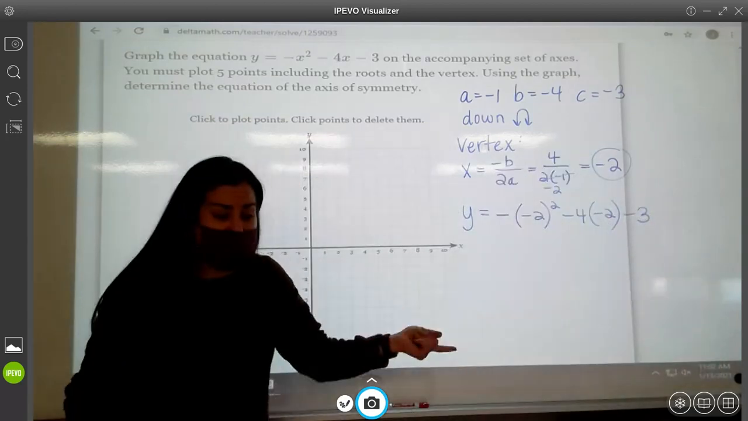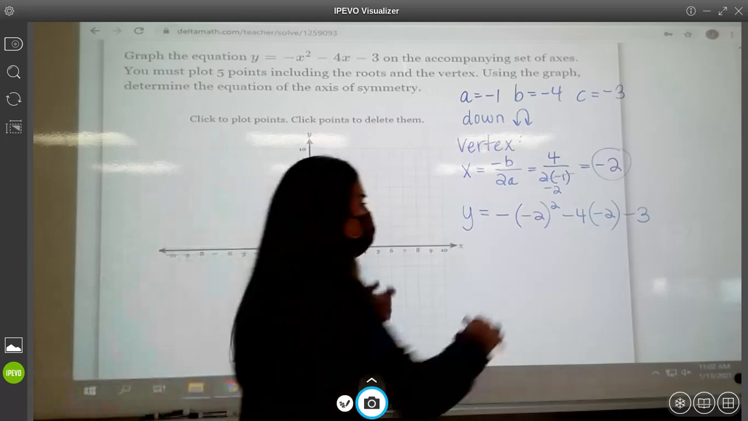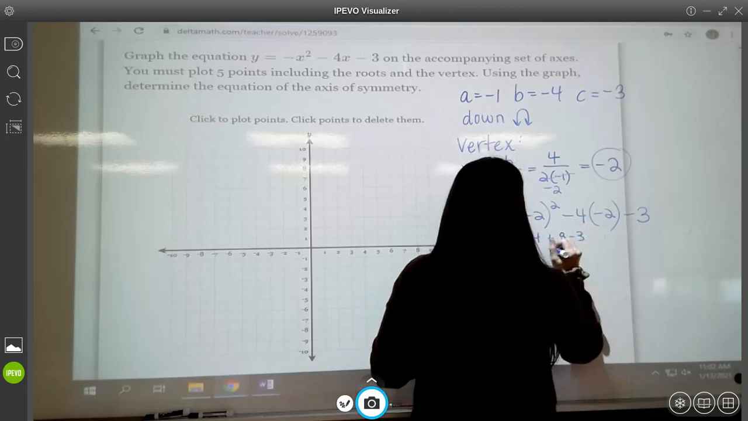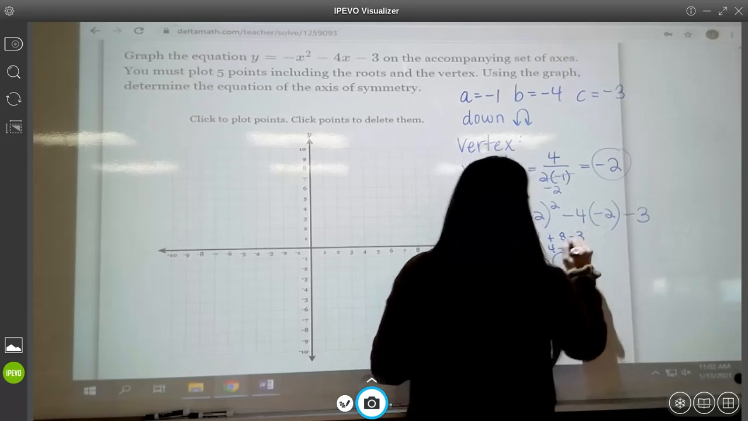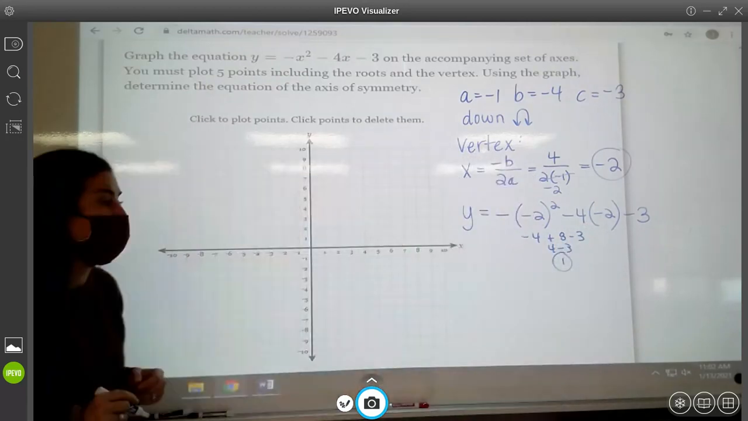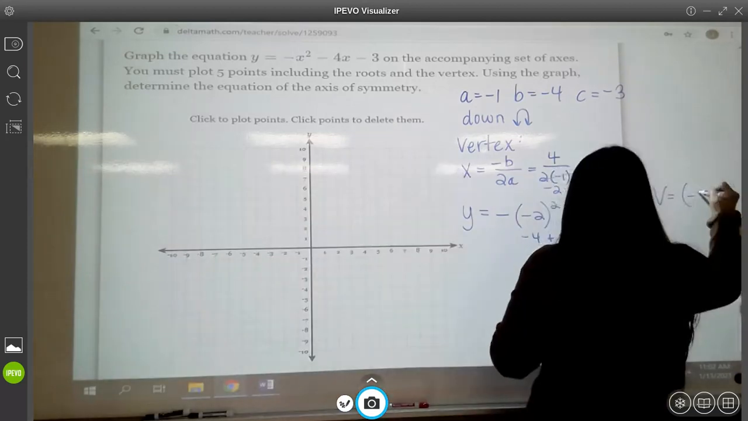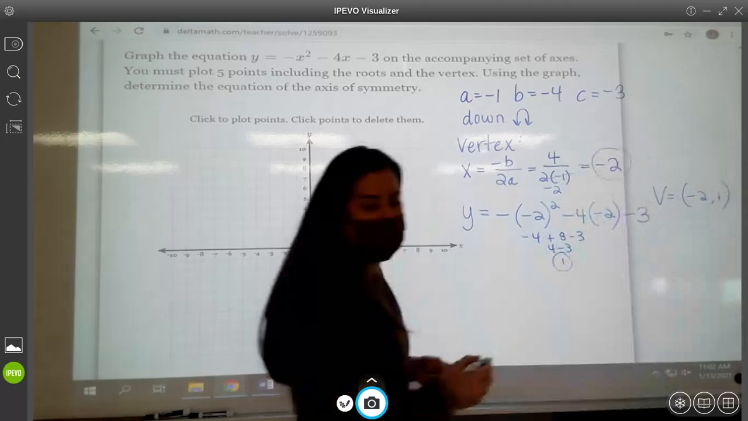I would plug that into my calculator and hit enter. Otherwise, you're going to get -4 plus 8 minus 3. That's going to be 4 minus 3. You should get +1 as your y-coordinate, which makes your vertex the point -2, 1.